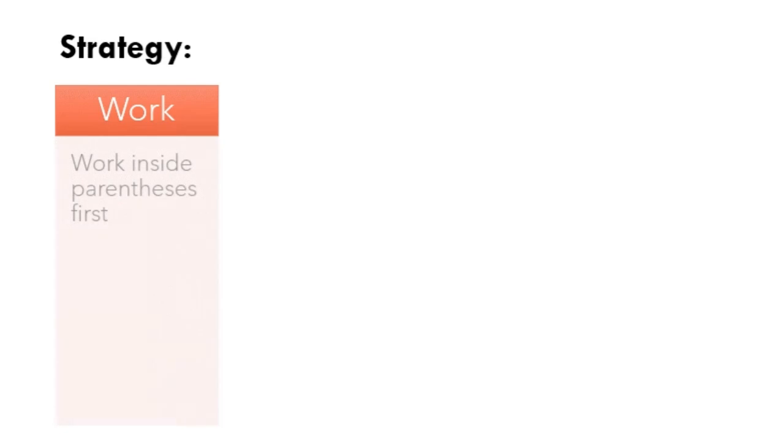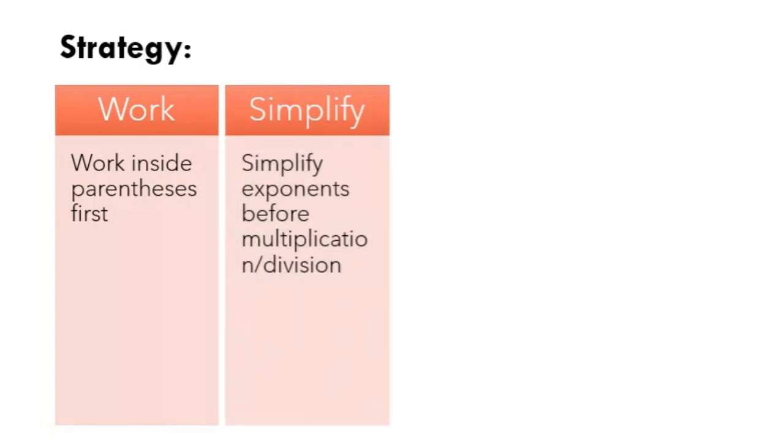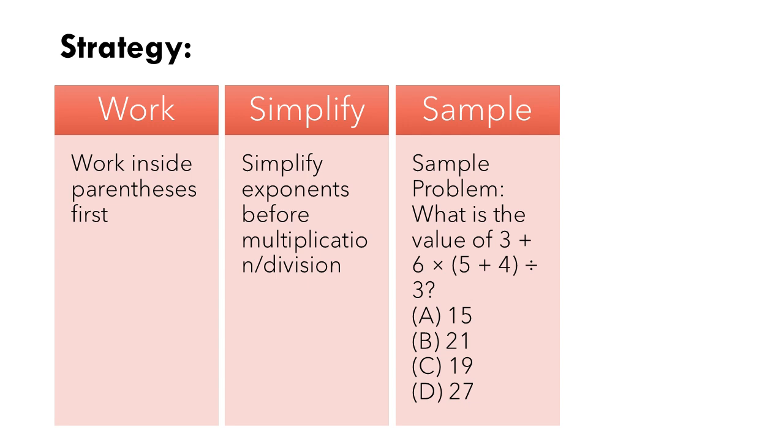So let's go over a strategy. 1. Work inside parentheses first, if there are any. 2. Simplify exponents before moving on to multiplication and division. 3. Follow the left to right rule when dealing with multiplication, division, addition, and subtraction. This order keeps everything structured, so we all get the same correct answer. Let's try an example together. So, let's break this down step by step with an example.